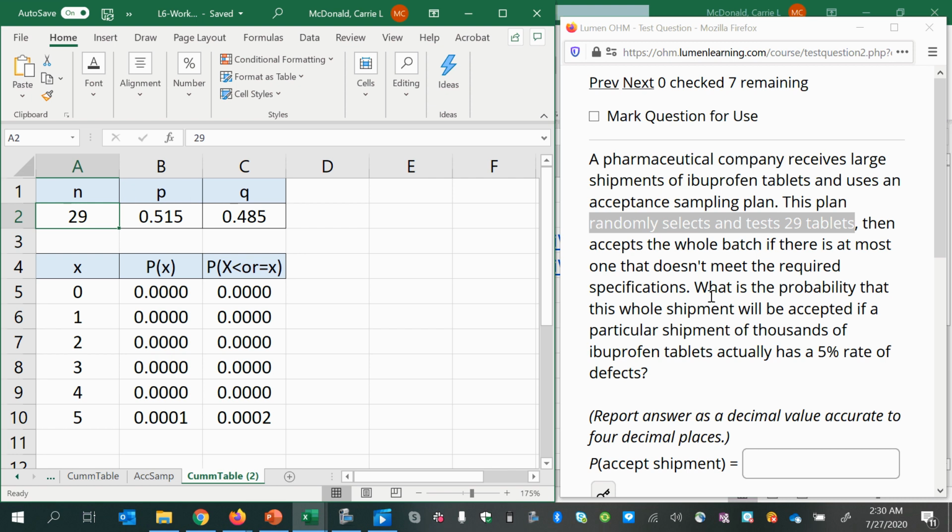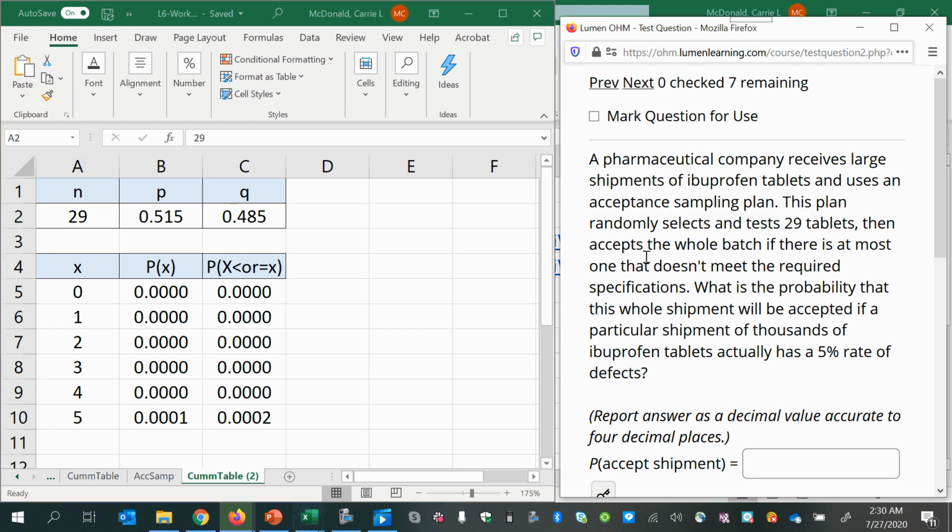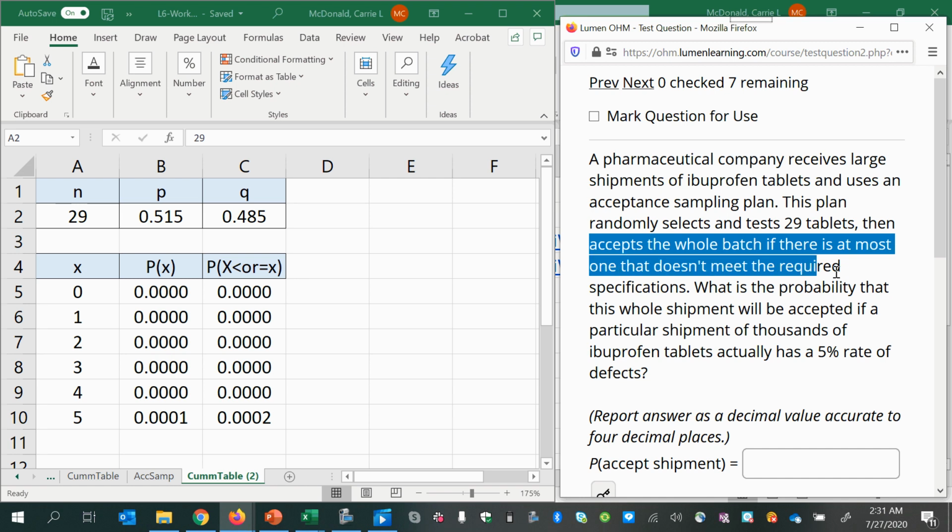At most one. What does at most one mean? Because it's going to accept the whole batch, and that's what we're trying to calculate the probability of, that the shipment gets accepted. And it says that the whole batch will be accepted if there is at most one that doesn't meet the required specifications. So at most one defective. All right, so that means that our success here is defective. So we need to figure out our defective rate. And it's down here, ibuprofen tablets, 5% rate of defects.